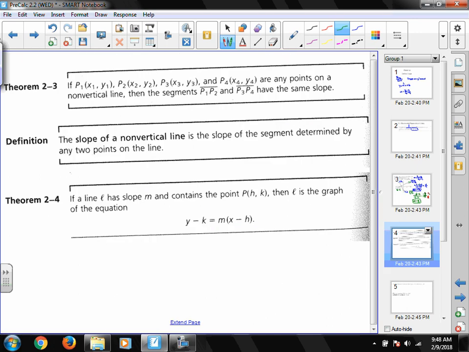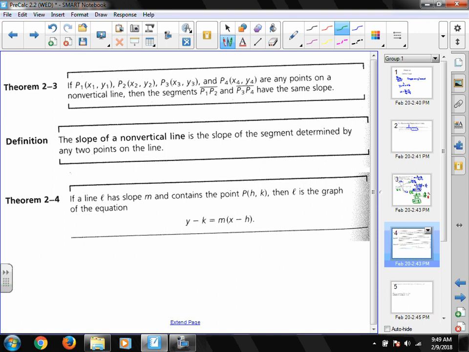Just some theorems here. You've got 4 points, and you've got point 1, 2, 3, and 4 with their coordinates. If those points are on a non-vertical line, then you can find the slope from point 1 to point 2, and that's going to have the same slope from point 3 to point 4. You could go from point 2 to point 3 if you wanted, but what it's saying is any points on a line are going to have the same slope.